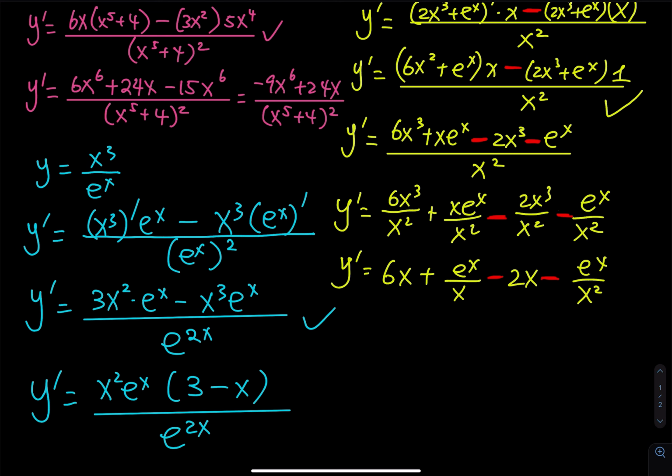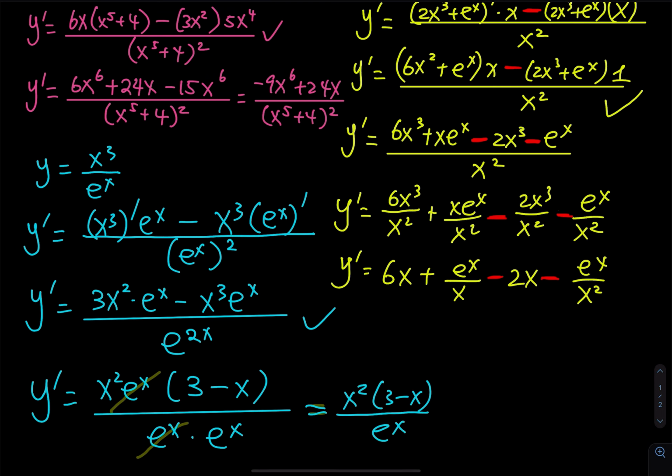And then you get rid of this, right? Because e to the 2x is equal to e to the x times e to the x, and then you can just get rid of this. So you have x squared times 3 minus x, divided by e to the x. Yep, that's it.